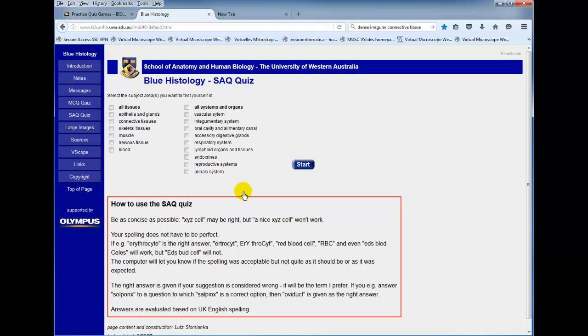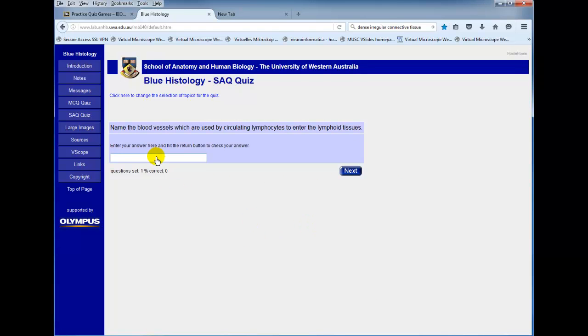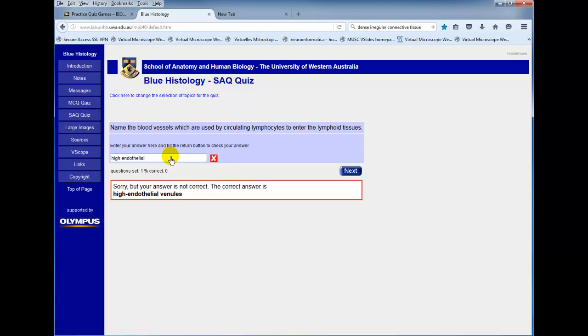Also, there is a single answer quiz. For example, if we go to lymphoid organs and tissues and start, it asks you to name the blood vessels used by circulating lymphocytes to enter the lymphoid tissues. And so these would be the high endothelial venules. If you hit enter, well, you see, they want me to add venules, and that's true. But this is helpful because you may put in part of the answer, then you hit enter, and it will give you feedback. So I just suggest you might want to try that.